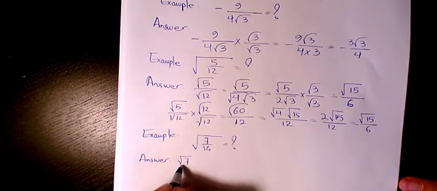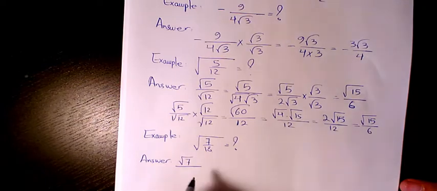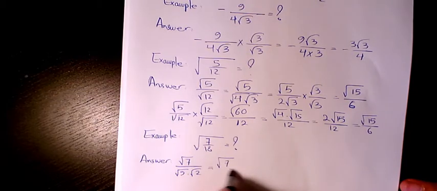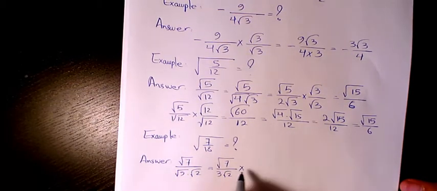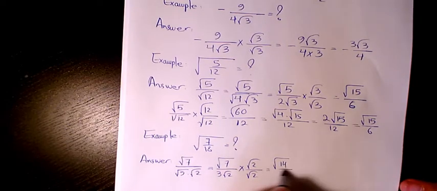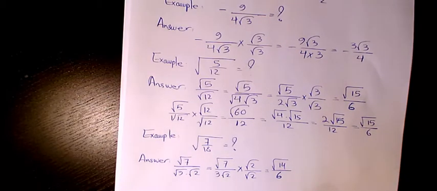root 7 divided by 18. 18 is 9 times 2, which is going to be square root of 9 times square root of 2, which is square root of 7 divided by 3 root 2. Multiply and divide by root 2. So root 14 divided by 3 times 2, which is 6. That's the final answer.